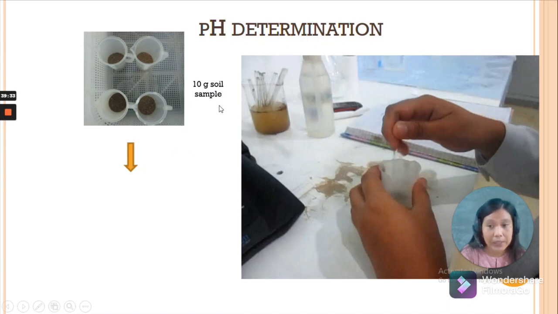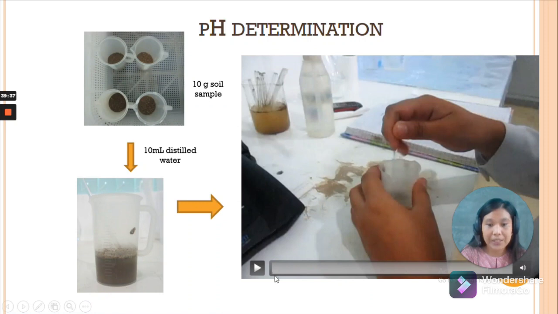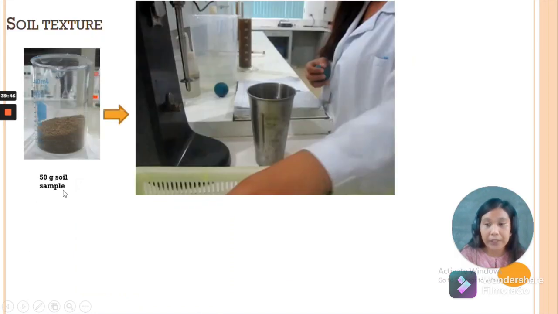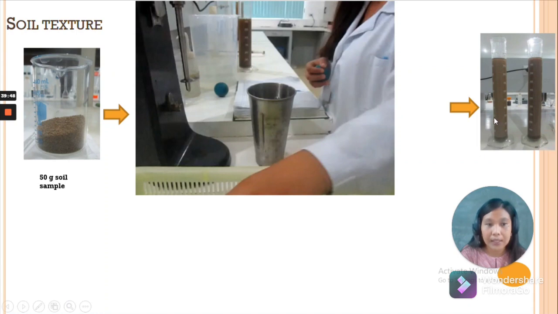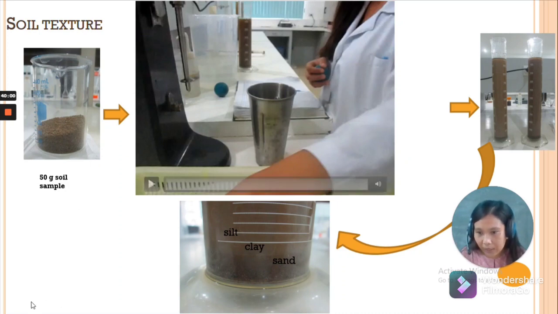They take 10 grams, add distilled water, then put it in the pH meter. It can't be played now, but later, if you want, we can do that. Then 50 grams of soil sample goes through titration to determine the silt, sand, and clay. Apart from that, we can also use the field method for silt, sand, and clay. This is the quantitative way. Okay?